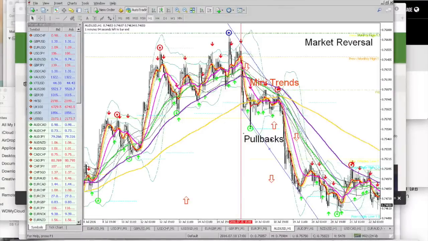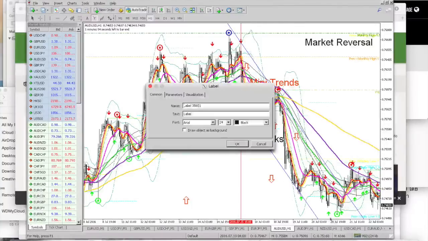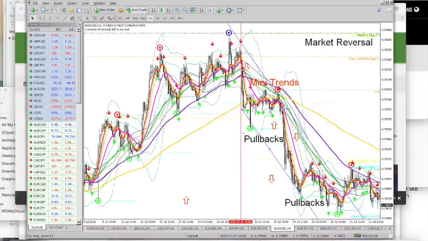Why don't I clone this? Never mind. You get the idea. I think you're all pretty smart. Pullbacks. All these are pullbacks. And these are movements within the range, so that's a different story altogether. This one here is range, but all this other one is pullbacks. So I'm going to teach you how to capture pullbacks. I'm going to teach you how to capture market reversals.